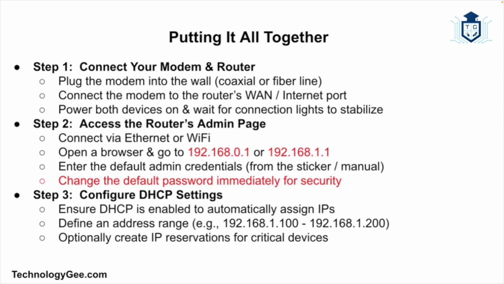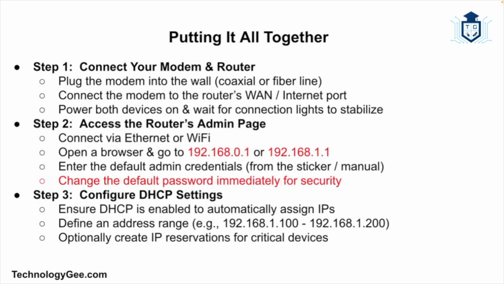So how do you actually apply all of this knowledge in a real world setup? Well, here's a step-by-step guide for setting up a basic wired or wireless SOHO network. The first thing you want to do is connect your modem to your router. So you want to plug your modem into the wall using your coaxial or fiber optic line, whichever internet service you're paying for. And then you want to connect the modem to your router's wide area network or internet port.